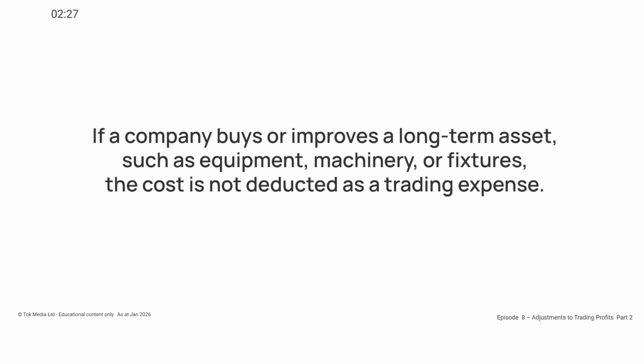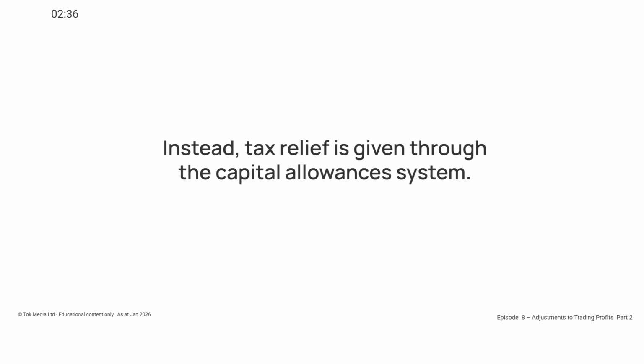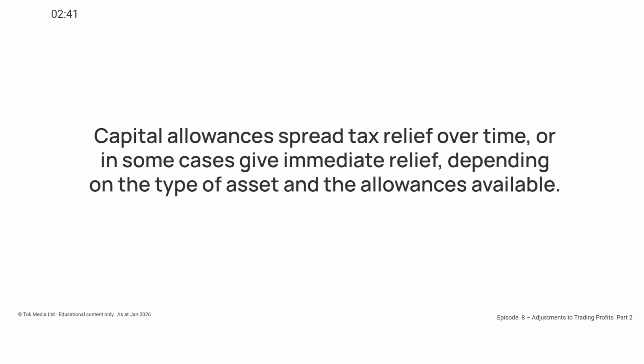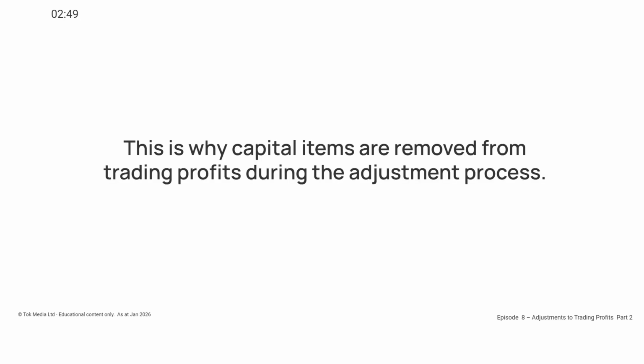Capital items must also be dealt with separately. If a company buys or improves a long-term asset, such as equipment, machinery, or fixtures, the cost is not deducted as a trading expense. Instead, tax relief is given through the capital allowances system. Capital allowances spread tax relief over time, or in some cases give immediate relief depending on the type of asset and the allowances available. This is why capital items are removed from trading profits during the adjustment process.